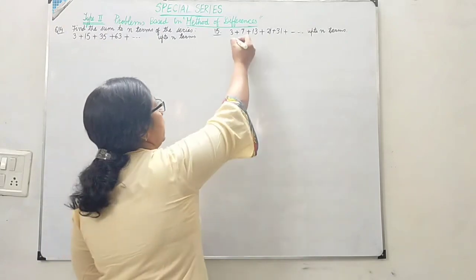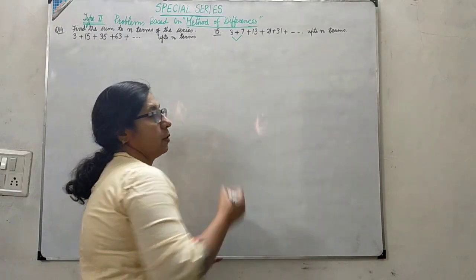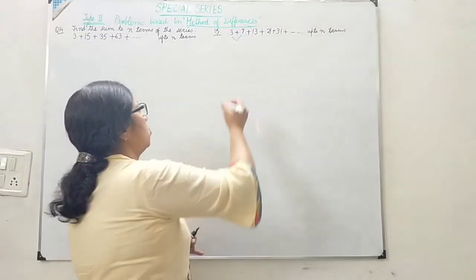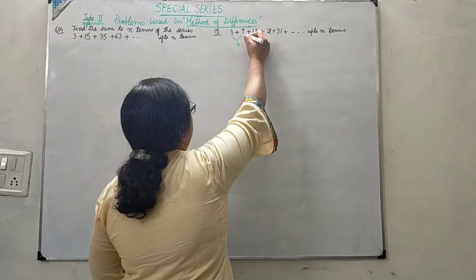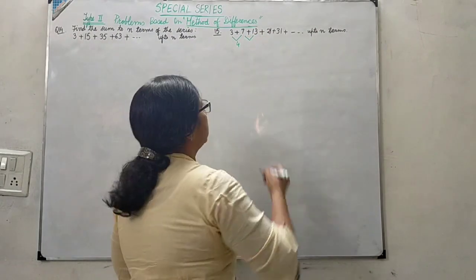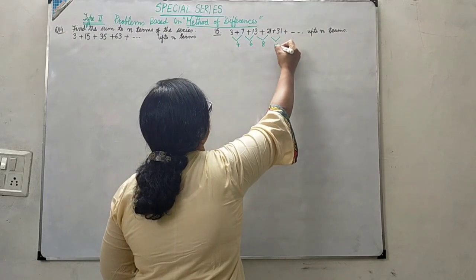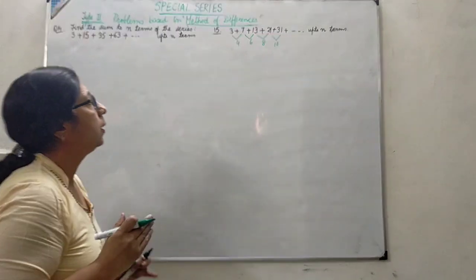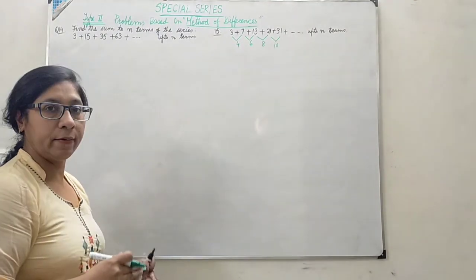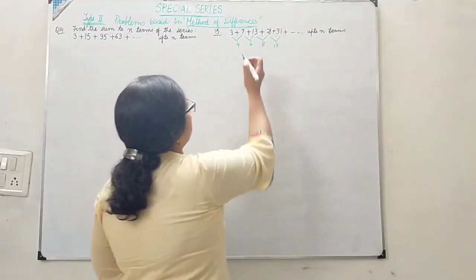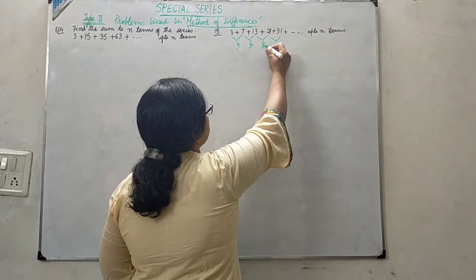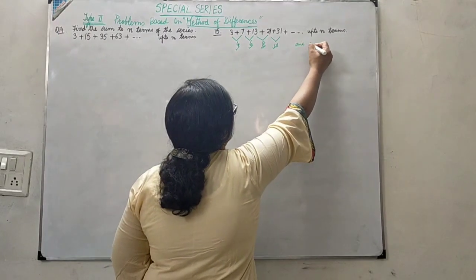If you find the difference of the successive terms, say 3 and 7, this is your 4. And then the next two terms, this is your 6. And then next is 8. Then next is 10. If I find the differences in consecutive terms, we can see that these differences are making an AP.